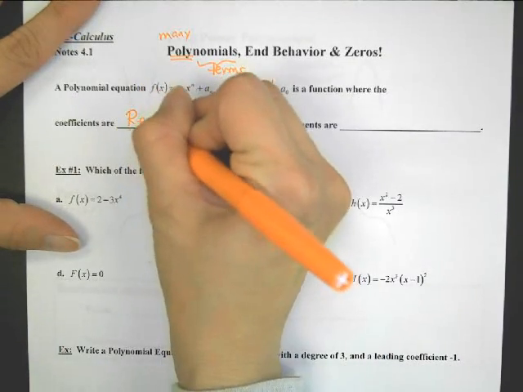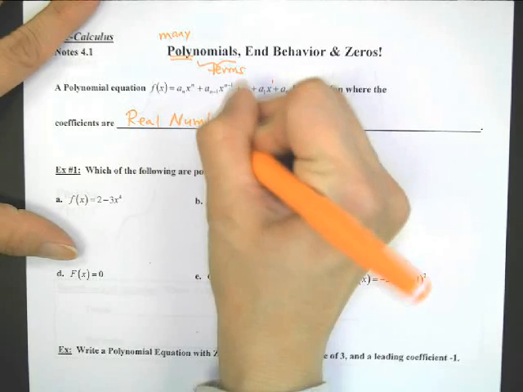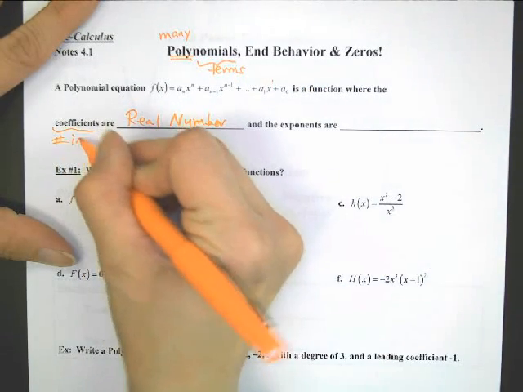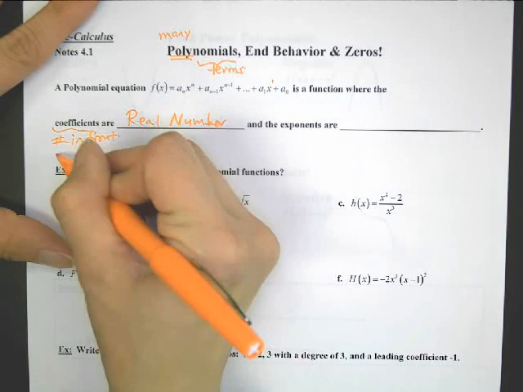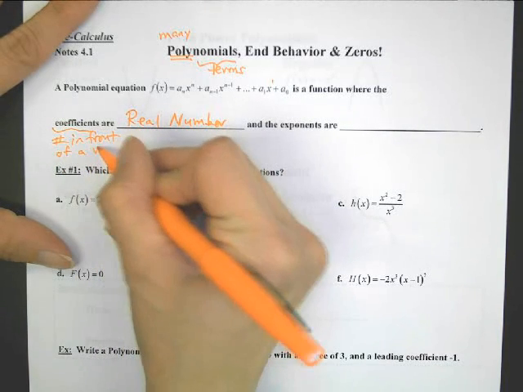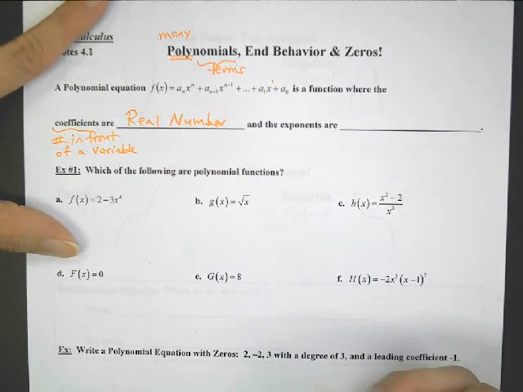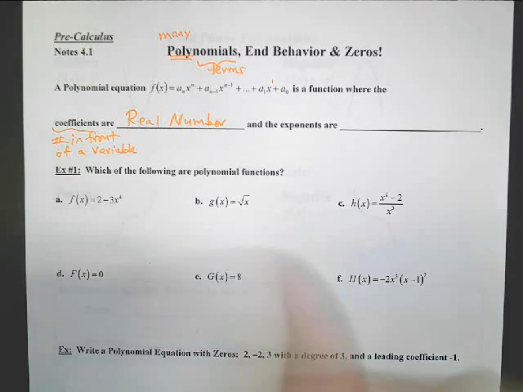Coefficients are real numbers. And what are coefficients? Coefficient is the number in front of a variable. So the coefficients have to be real, but they can be positive or negative or even fractions. Fractions are real, people. The exponents, this is where it gets a little more specific.